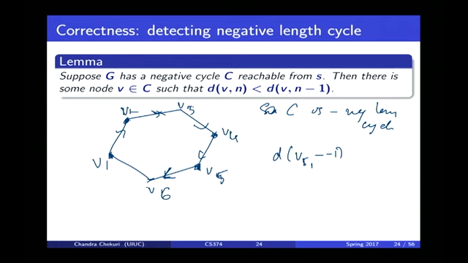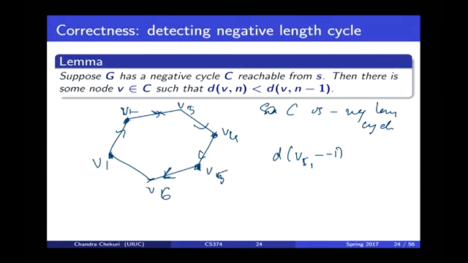Then it means that the distance after n minus 1 iterations, d(v3) at n minus 1 plus the length of this edge, must be greater than or equal to d(v4) at n minus 1. If d(v3) at n minus 1 is less than d(v4) at n minus 1 plus the length of this edge, I would update this guy, right? So let's look at the distance at the end of the n minus 1 iteration.